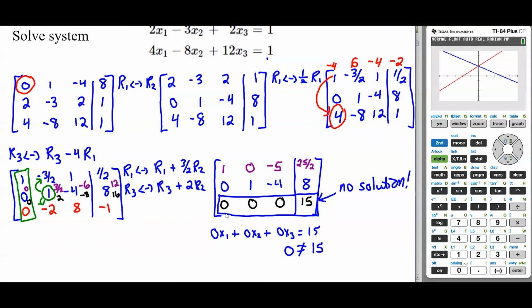So that happens when you're solving an augmented system and everything on the left in a row is a 0 and the entry to the right is non-zero. If this was a 0, then there's no conflict, right? If this 15 was 0, then we don't get a no solution. But if it's non-zero and everything on the left is 0, that's no solution.